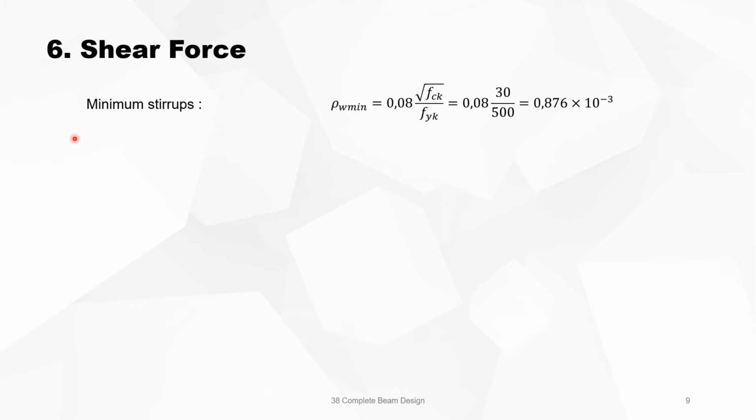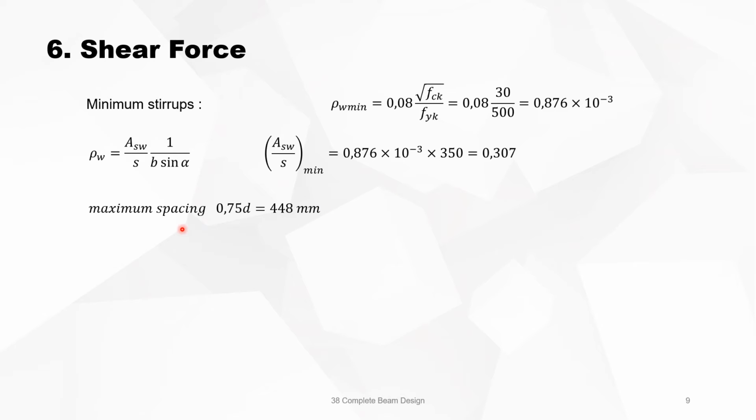Then we look at the minimum stirrups. Rho min is 0.08 square root fck divided by fyk, which is 0.876 times 10 to the power minus 3. From the definition of the stirrup density, we put in rho minimum and we calculate Asw over s and we have 0.307. We look at the minimum spacing of the legs, it's 0.75 d or 448 millimeters. Asw over s equals this.